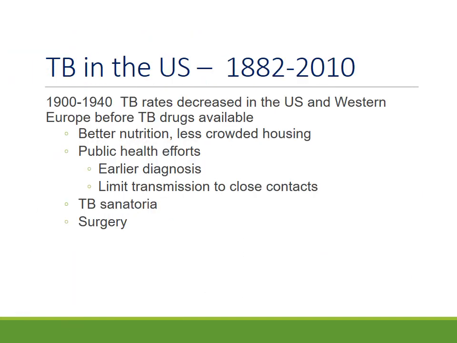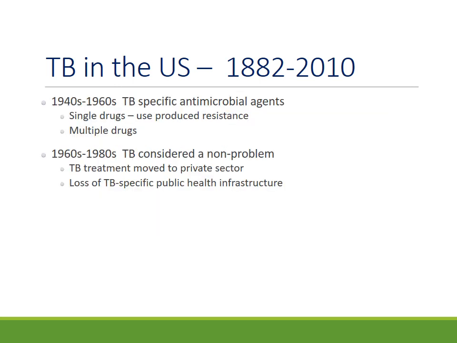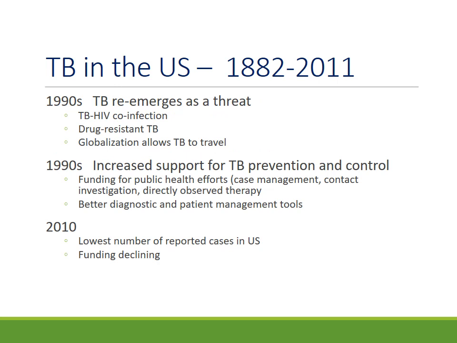TB in the US. TB rates decreased in the US and Western Europe even before TB drugs were available because of better nutrition, less crowded housing, public health efforts, earlier diagnosis, limited transmission to close contacts, TB sanatoria, and surgery. Single drug use produced resistance, so multiple drug therapy was introduced. In the 1990s, TB re-emerged as a threat because of TB-HIV co-infection.